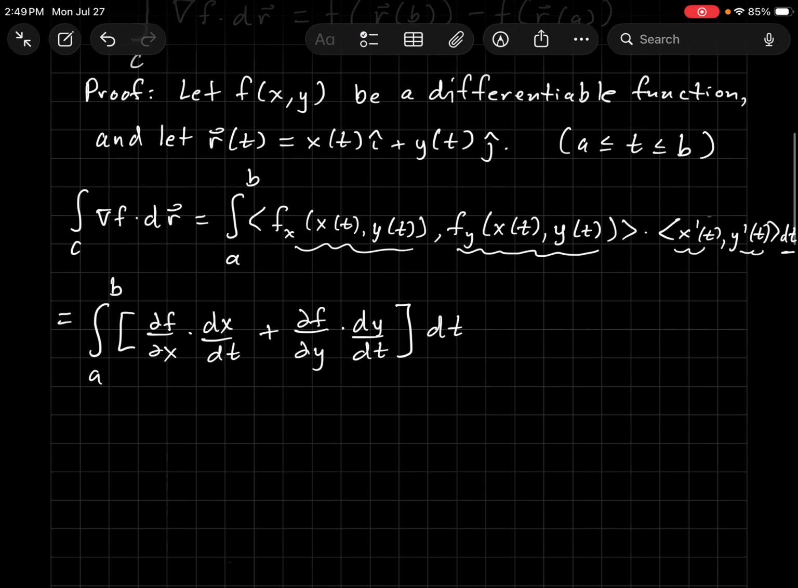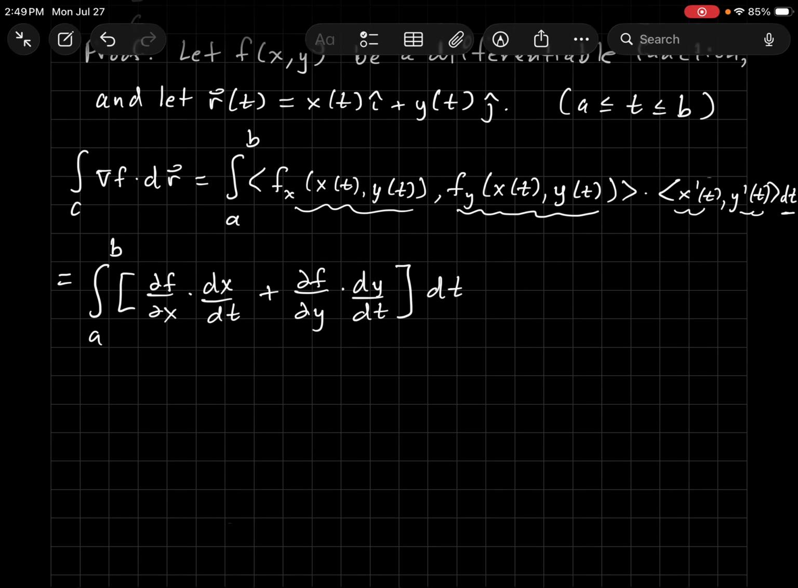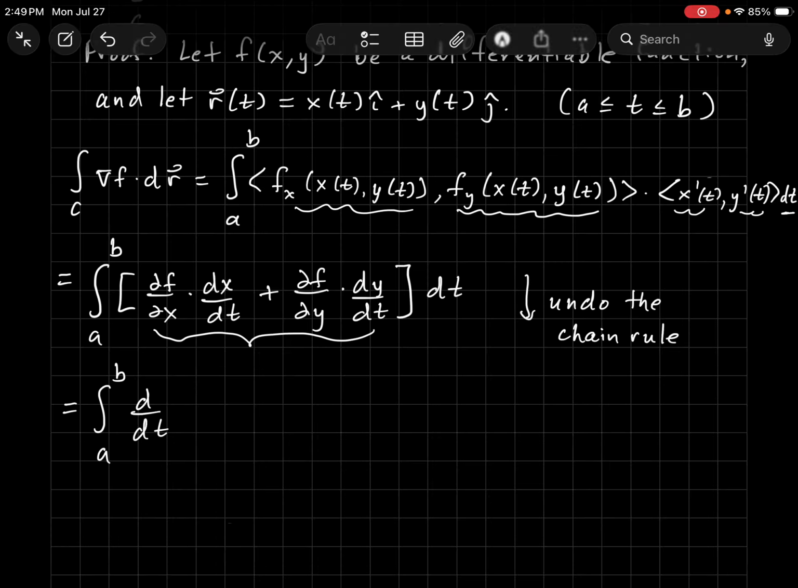Now what does this equal? Well, here I'm going to undo the chain rule. That is, what I have in here is the end result of a chain rule. So if we were to undo the chain rule, we would say that this is the derivative with respect to t of what? Well, of f of x comma y. You might want to go back and revisit the chain rule to see that this is indeed the case. And then times this dt at the end.